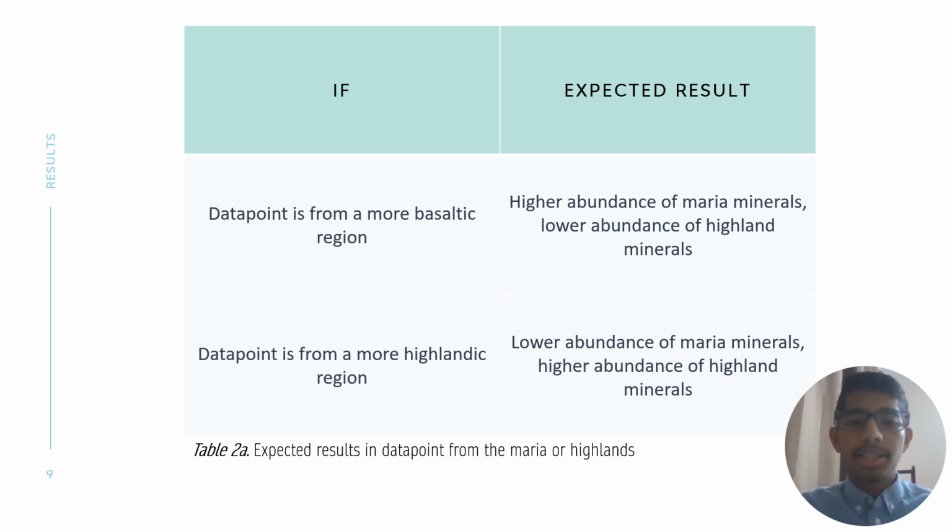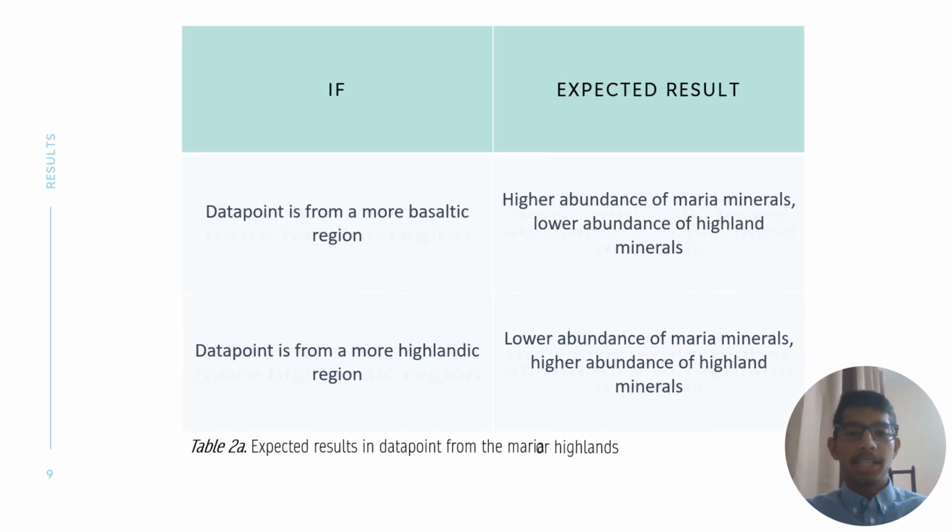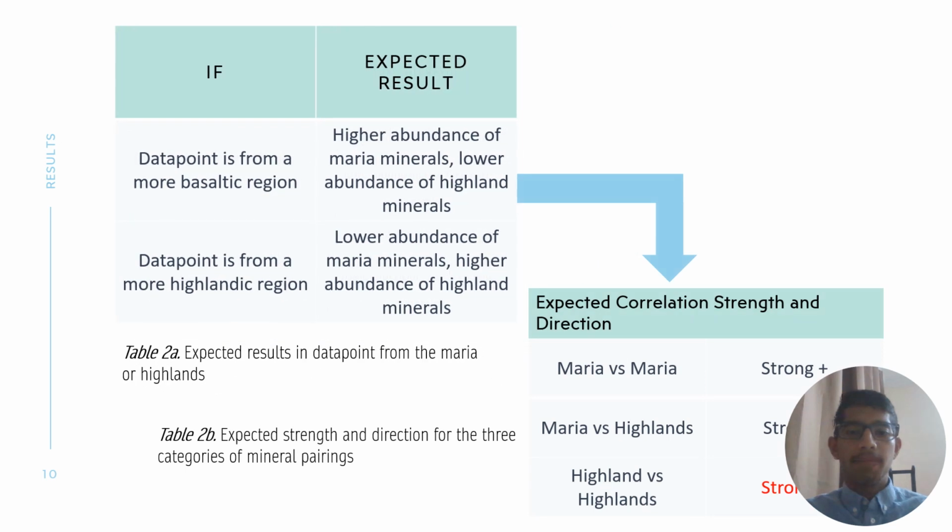This would lead us to expect strong positive correlations where the minerals being compared are both from the Highlands or both from the Maria, and strong negative correlations between one Maria mineral and one Highland mineral. However, we do not observe a strong correlation of any sort between two Highland minerals, contrary to what we would expect.